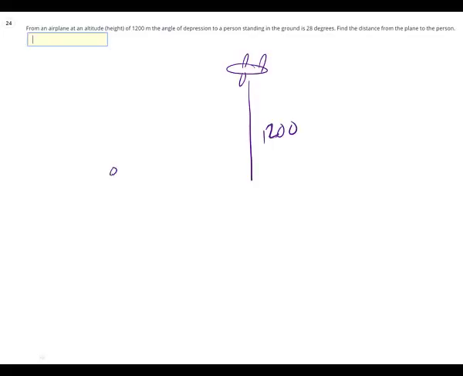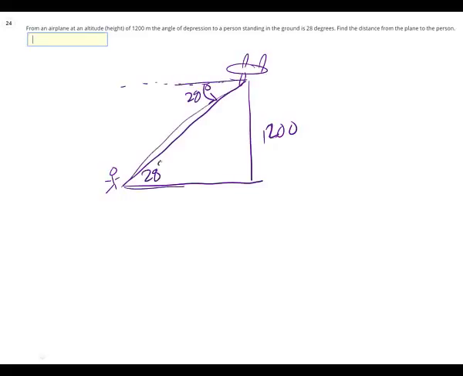Okay, so here's your person. All right, and this is the tricky part. Your angle of depression comes down from a parallel. So this is 28 degrees. And remember our alternate interior angles from geometry? Means that also your angle of elevation is 28 degrees. Okay? They want us to find the distance from the plane to the person. So they're looking for this distance here.